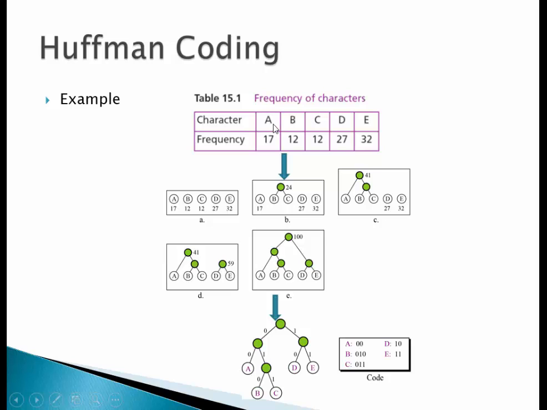Now we will see that here A has frequency 17, B has frequency 12, C has frequency 12, D has frequency 37 and E has frequency 32. Now from this figure we can recognize that E has the maximum frequency whereas B and C have low frequency. So what the Huffman tree will do is arrange the data in such a manner that E will have the nearest path length whereas B and C will have the maximum path length.